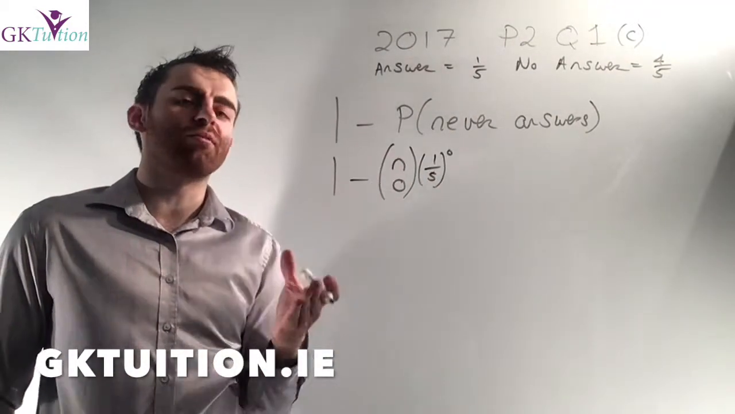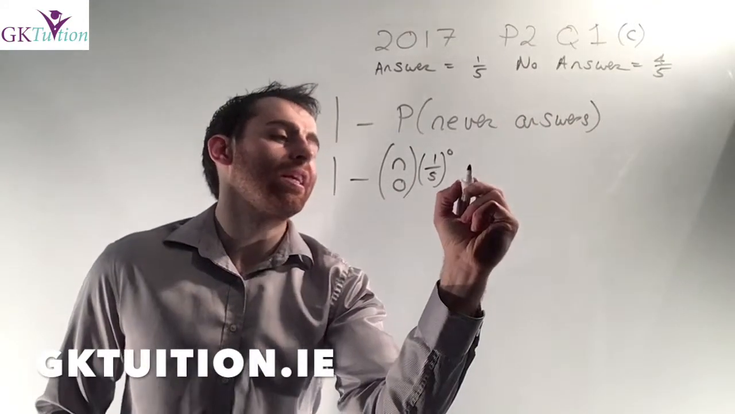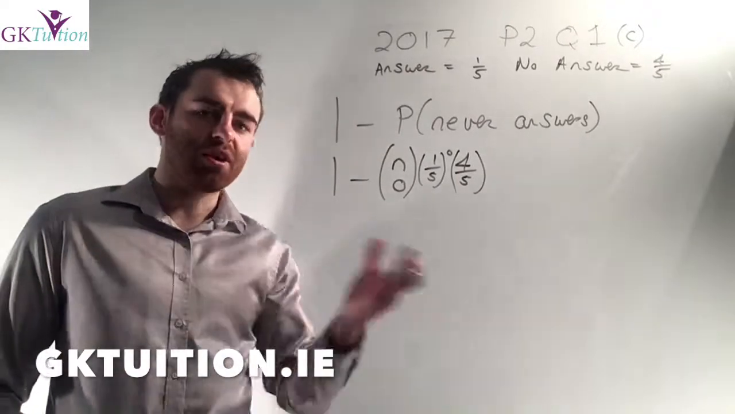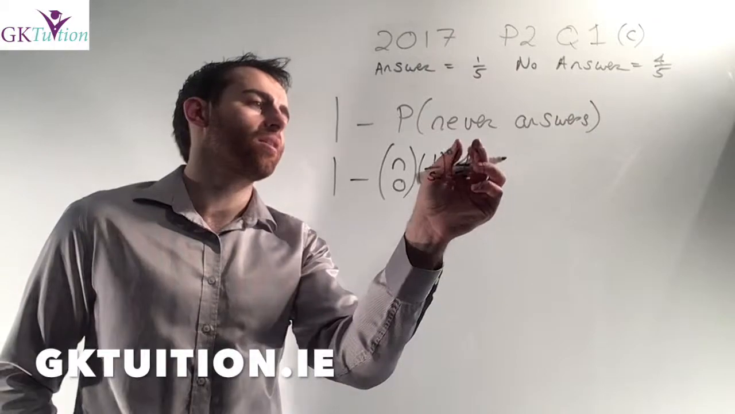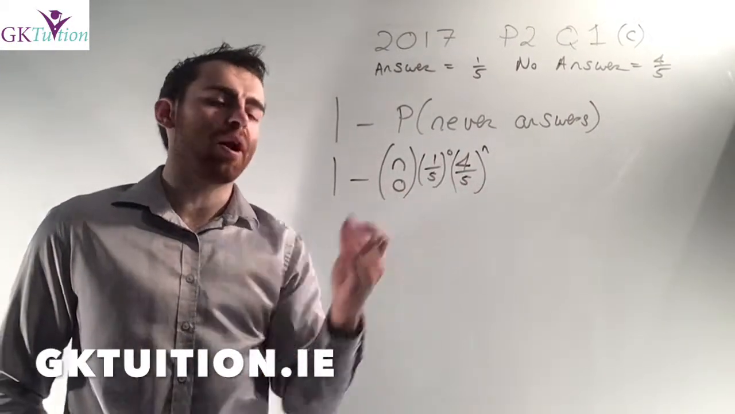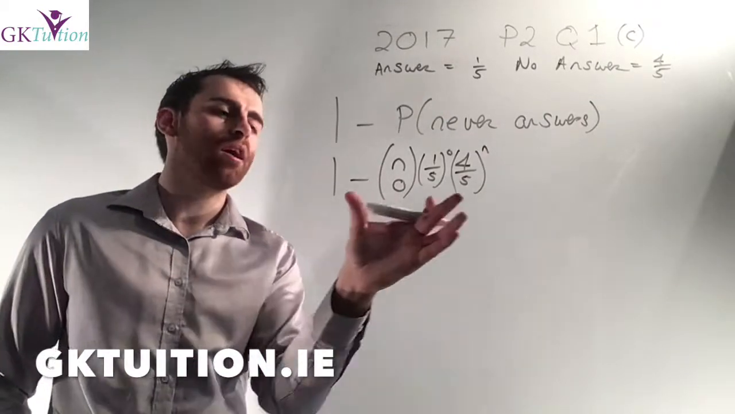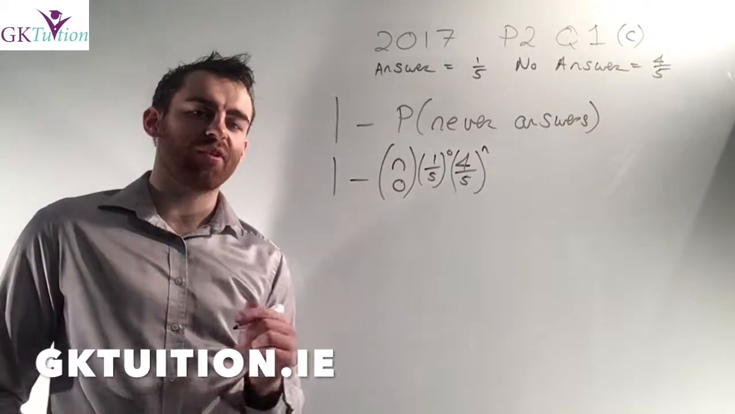I know that he's going to ring her n times, and every single time that he rings her, she's not going to pick it up. So if he rings her n times, then no answer is going to happen n times. So it's 4/5 to the power of n. So this is 100% of all the possibilities minus the only one that I don't want to include, which is the chances that she never answers it.